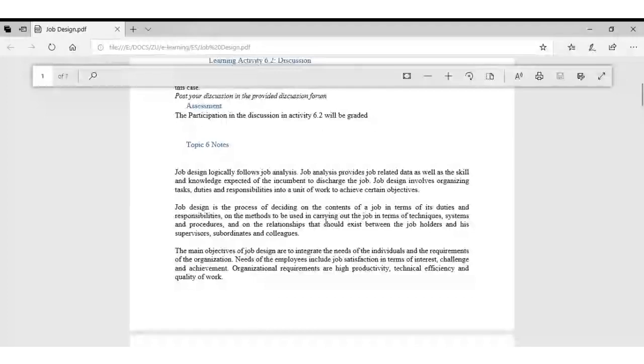So let me go back to this so that we can finish it and allow you to proceed with other tasks in the portal. Job design, as I've mentioned there in the screen I've shared, logically follows job analysis. And job analysis, we said, provides job-related data. Remember that was the topic we did previously. Provides job-related data as well as the skills and knowledge expected of the incumbent to discharge the job. Now, who is an incumbent? What does the term incumbent mean?